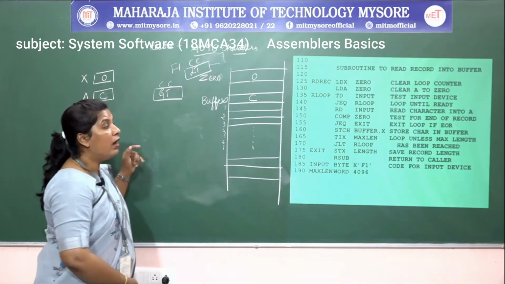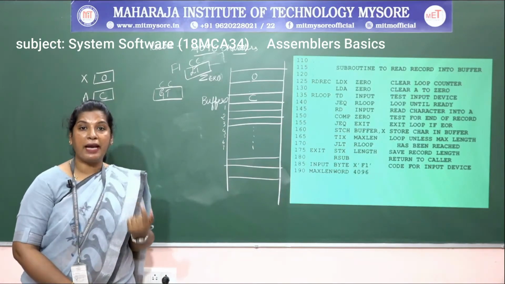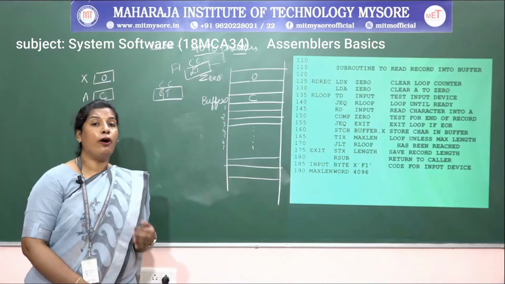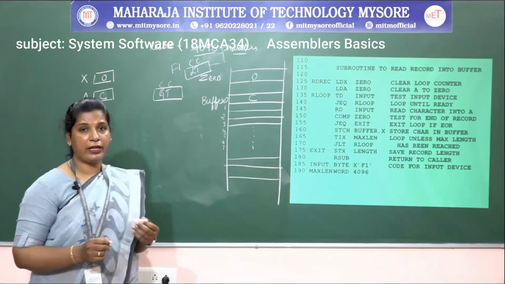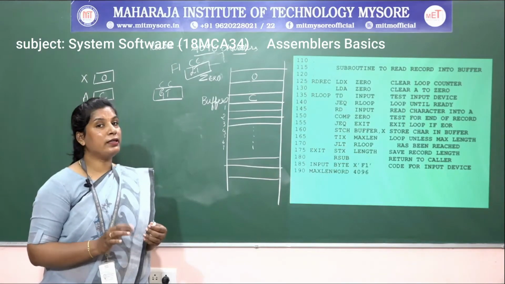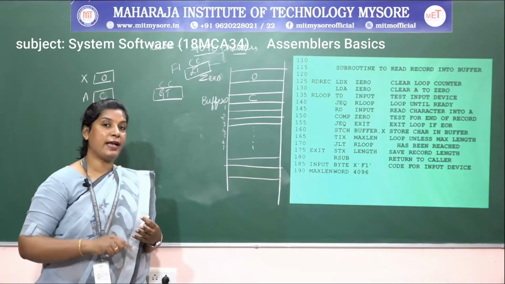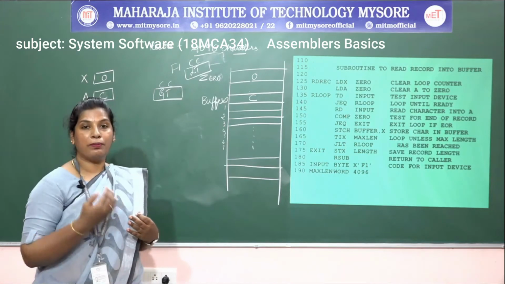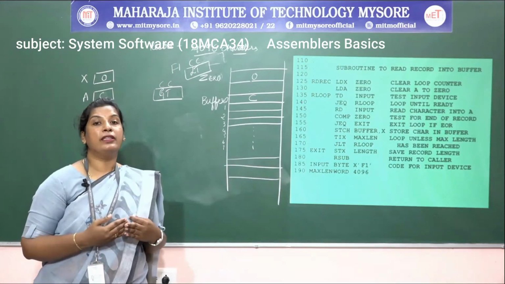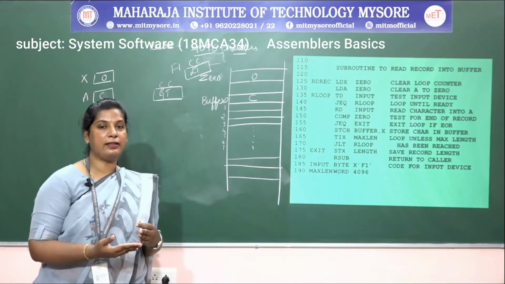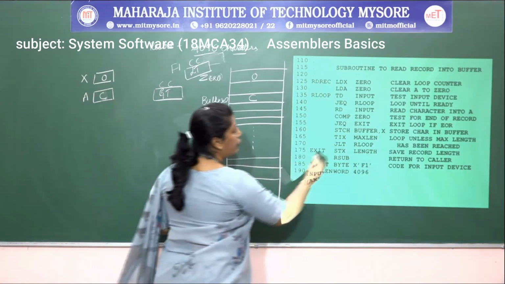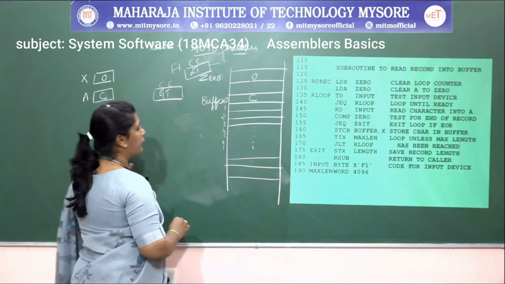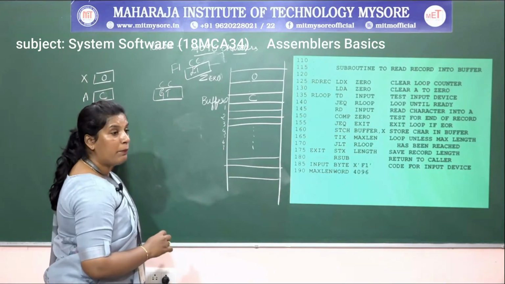So after that I need to check the maximum length of the record, because after reading each and every instruction, I want to check whether it is the end of record or not. For end of record, either we have to enter 0, otherwise it has to reach the maximum length. So every time I need to check whether the record length has exceeded the maximum length of the record. So I want to check the index register value with the maximum length.